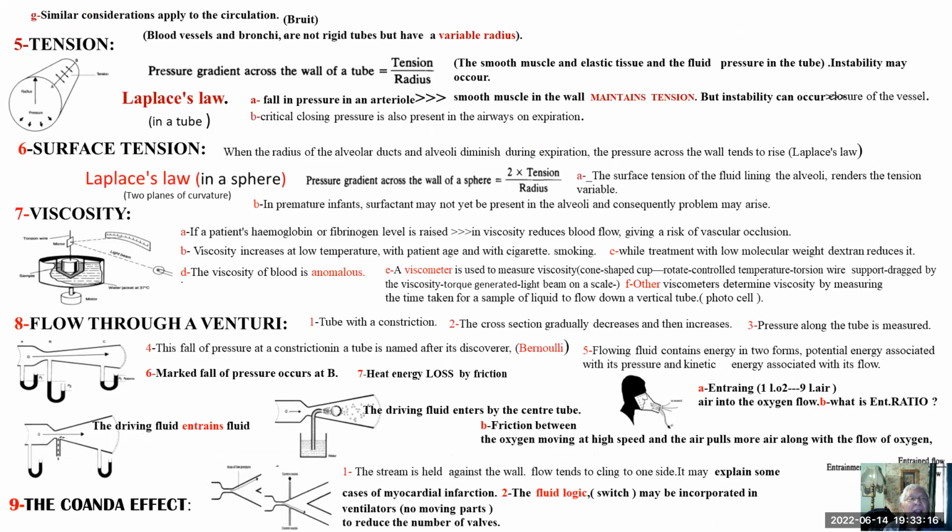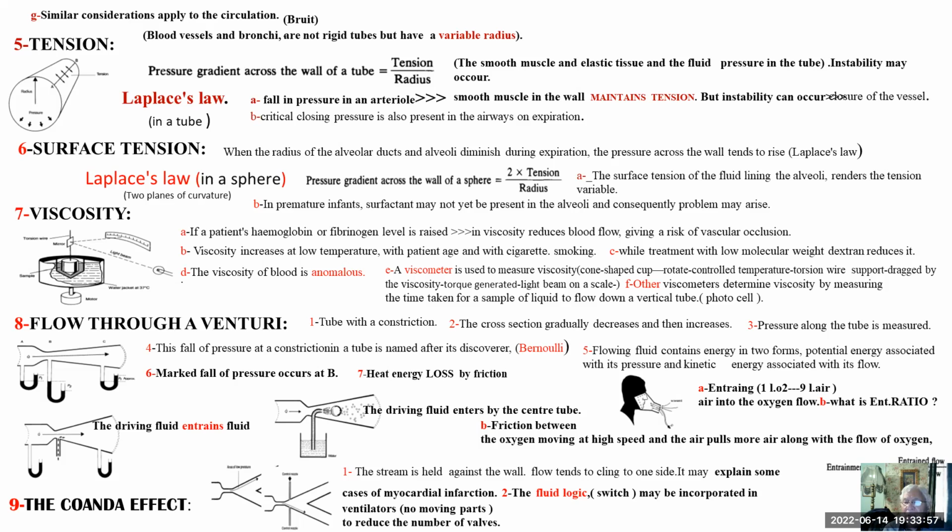The fifth item is the tension. First of all, the flow in the airways or the vascular system doesn't depend only upon the diameter, but there are many other things controlling the flow. Tension: of course, we know that the blood vessels and the bronchi are not rigid, so they are malleable. They have a variable radius. We have what we call the Laplace law.